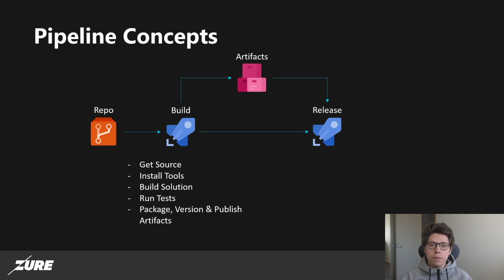Then those packages are moved through Azure artifacts to your release pipeline. And why you would have two of these is, of course, that you might run a lot more builds that might not pass your tests, and you wouldn't want to release those.